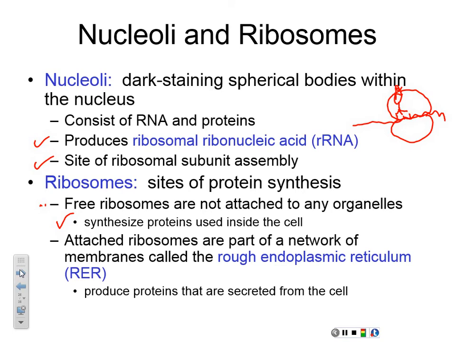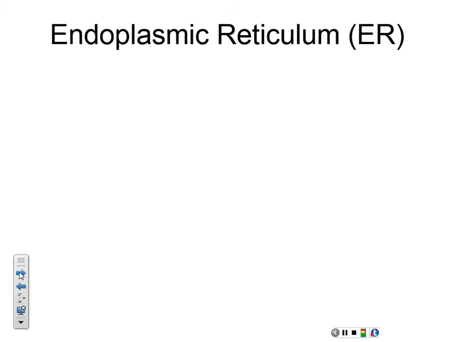And then if it's attached to the rough endoplasmic reticulum, then it will be protein that will be enclosed in a vesicle and then usually transported out. Okay, so you see the difference between the free ribosomes and the ribosomes that are attached to the membrane-bound rough endoplasmic reticulum, right? And then this produces proteins that will be secreted out. So just know the difference between the free ribosomes and the proteins that are made by the rough endoplasmic reticulum. All right, which is what we're going to talk about.